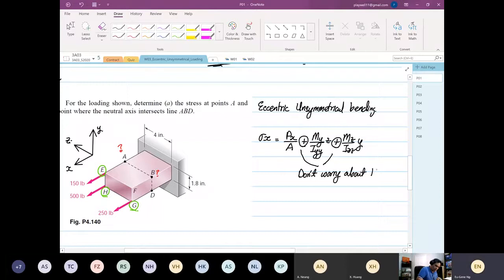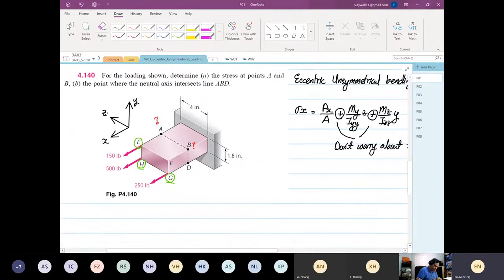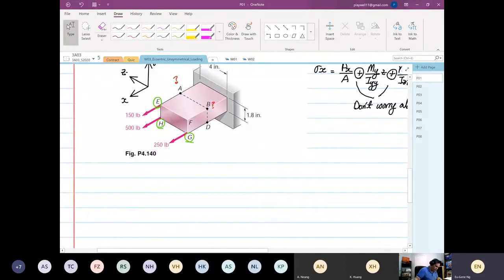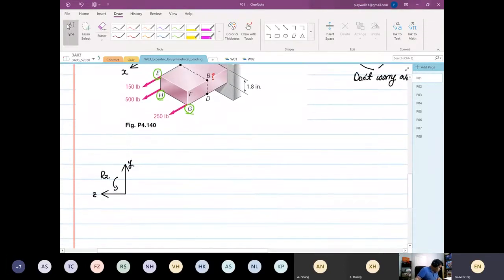Right. So the first thing we do, we're going to view this at the front. We're going to view it on the YZ plane. So I'm going to draw this on our YZ plane, and then the X is coming up and that's a rotation. Then we're going to sketch this out, the cross section.